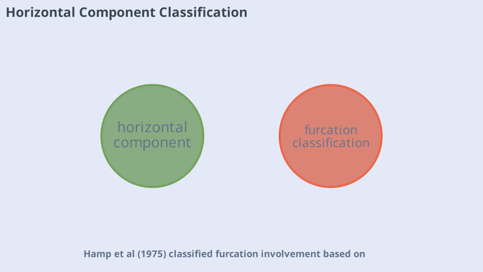Hamp et al., 1975, classified furcation involvement based on the horizontal component of bone loss. Degree 1 is defined as horizontal bone loss of less than 3 millimeters, Degree 2 as more than 3 millimeters, and Degree 3 as a through-and-through horizontal lesion. This system helps clinicians evaluate the extent of bone loss and choose appropriate treatment modalities.